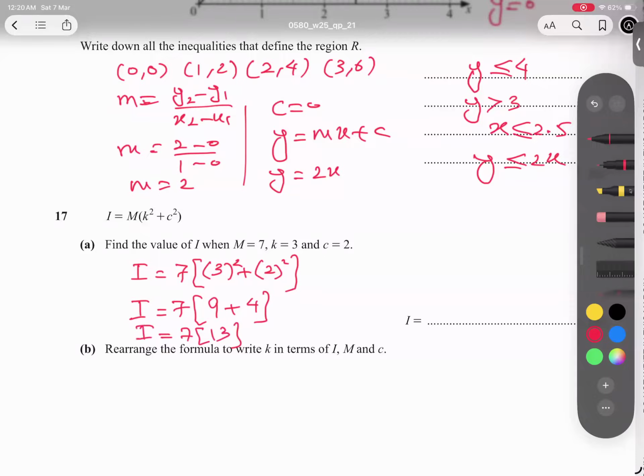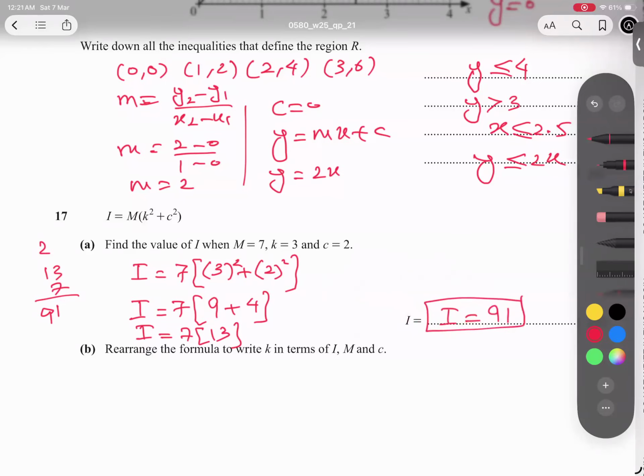13. And now I'm going to write it 13, 7. 7 3s are 21. 2 carry 7, 91. So we got from here 91. So I is equal to 91. I believe the point is very clear and we got it.